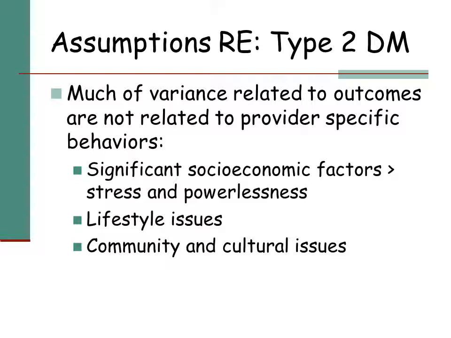What we know is that a lot of it has to do with socioeconomic factors, stress, powerlessness, lifestyle issues, and community and cultural issues. And that means that the provider in the clinic has to spend a lot of time pulling back from this one-on-one interaction with a patient and looking at how you're going to improve your clinical outcomes based on this idea that poor people have trouble with their diabetes, that people have lifestyle problems related to their diabetes, and that some communities and some cultures have more problems than others.